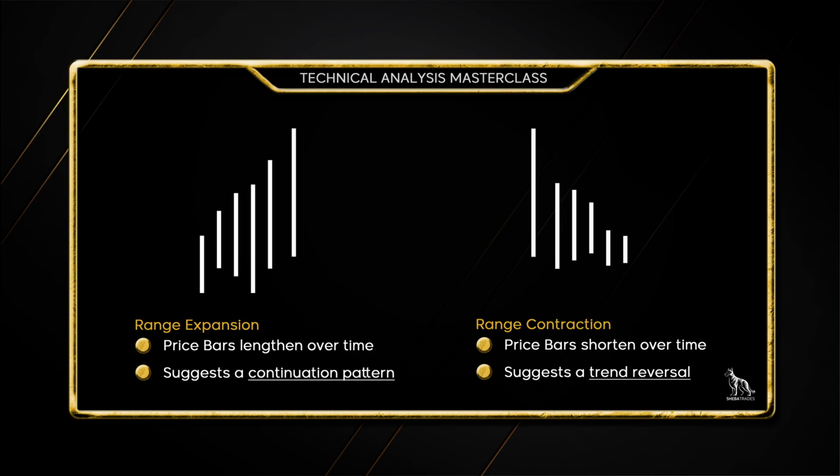If we look at range contraction, that's where the price bars are shortening over time. And you could see from the left to the right, on the right-hand image there, how the bars are getting much, much shorter. And that suggests a trend reversal may be coming up soon. So as well as using the other indicators we're going to learn all through the course, you start looking at how the price bars themselves are acting. Are they expanding or contracting, to figure out if a continuation or a trend reversal might be indicated by the patterns within the price bars, or being formed by the price bar.